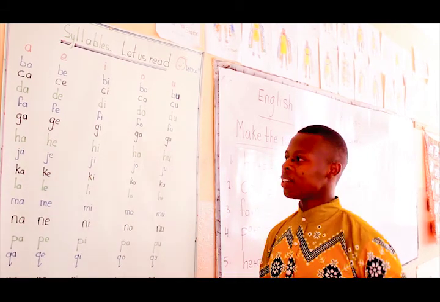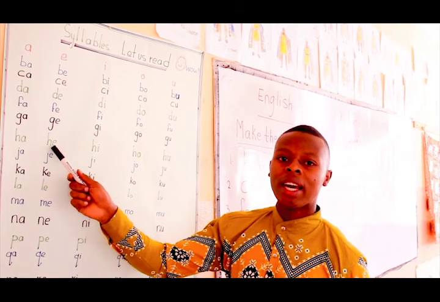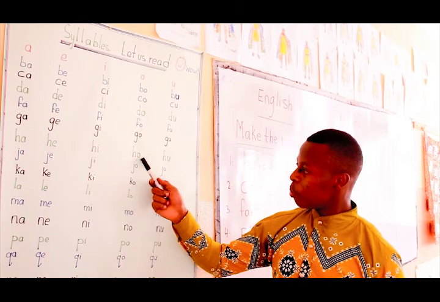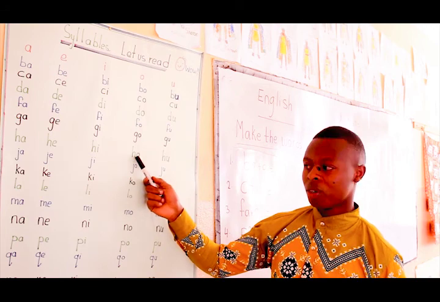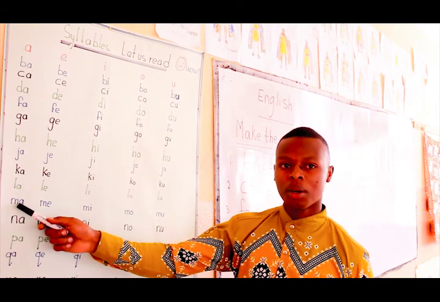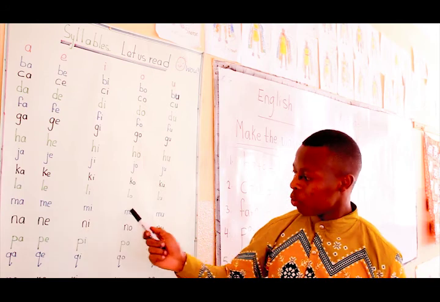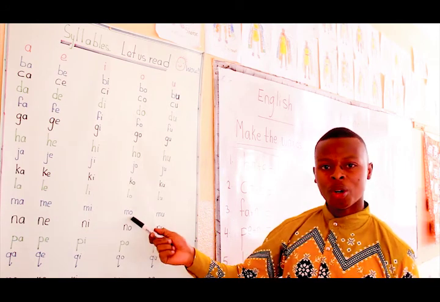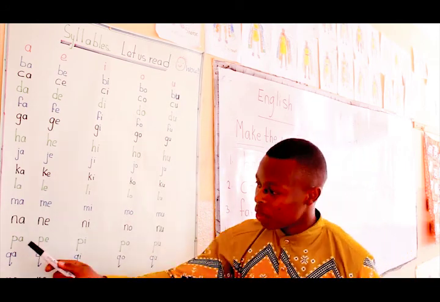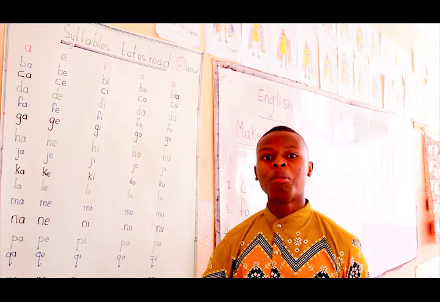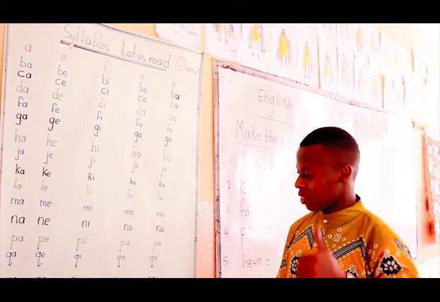Great. Good boys and girls. That syllable, he. And which syllable is this? Ho. Good. This one, ma. And which syllable is this? Mo. Great. Which syllable is this? Syllable pa. You are genius.